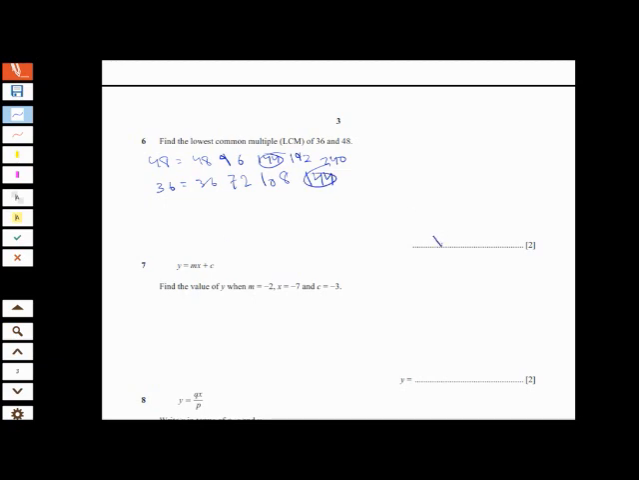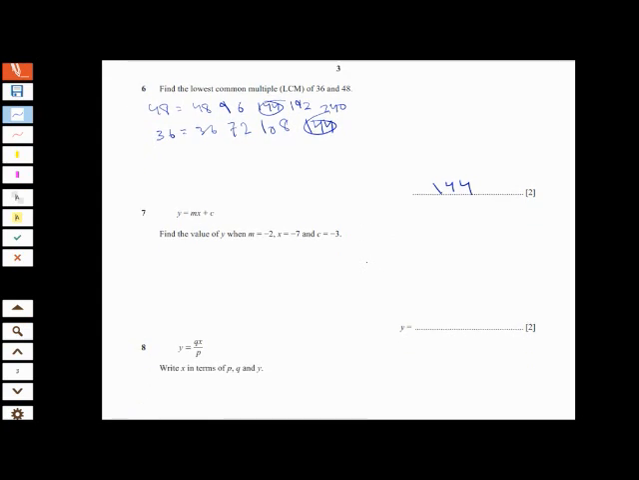That's the lowest common multiple, so here it goes. That's the answer, 144. Now question 7, find the value of y when m is -2 and x is -7. Basically they give you all the values except for y, so just substitute them into this equation and find y. If you key that in exactly as it is in the calculator, you'll end up with 11.